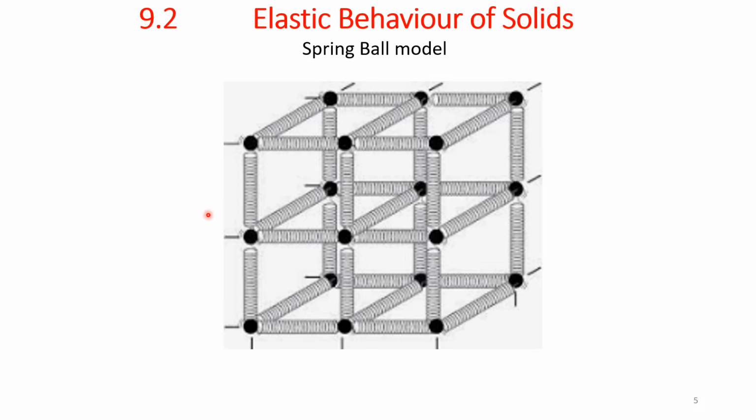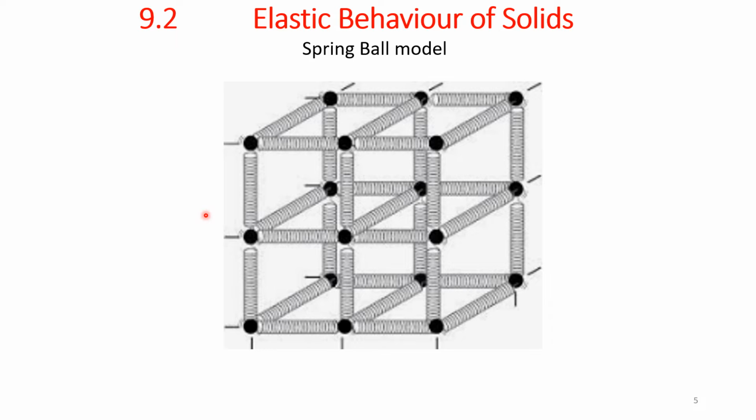When a solid is deformed, the atoms or molecules are displaced from their equilibrium positions, causing a change in the interatomic distances. When the deforming force is removed, the interatomic forces tend to drive them back to their original position. Thus, the body regains its original shape and size.